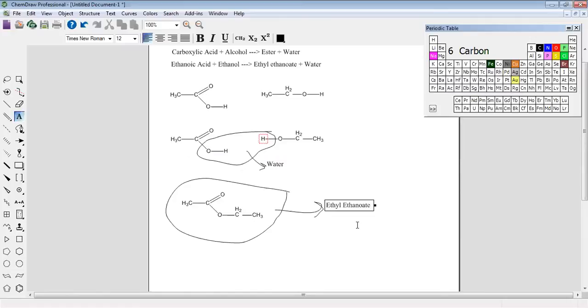Now, there are 3 separate steps for nomenclature as well. What are those steps? First, number 1, you might want to note it down. Ester has its name in 2 parts. The first part comes from alcohol, while the second comes from acid.